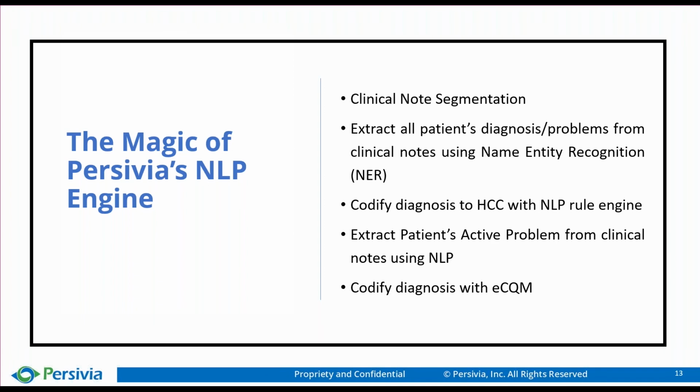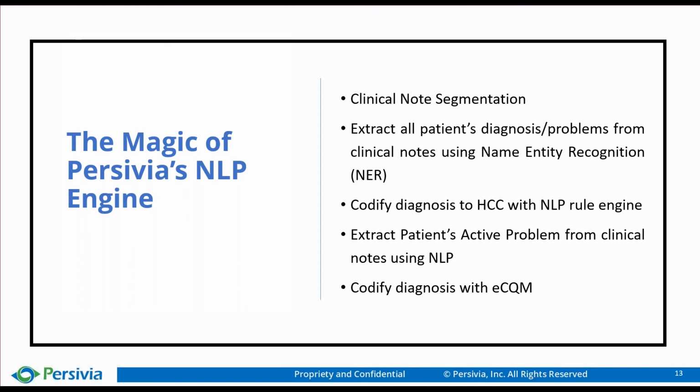Once done, we extract all the patient diagnoses or problems from clinical notes using named entity recognition, also known as NER. NER uses predefined categories to identify problems from the clinical notes. These categories are ICD-10, main disease, sub-disease, synonyms, and abbreviations.